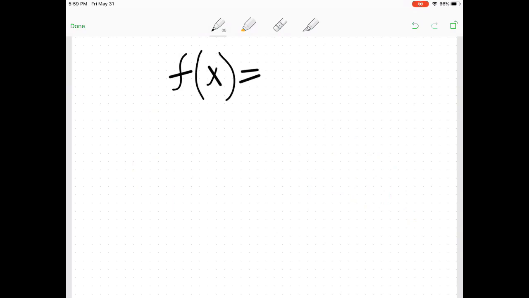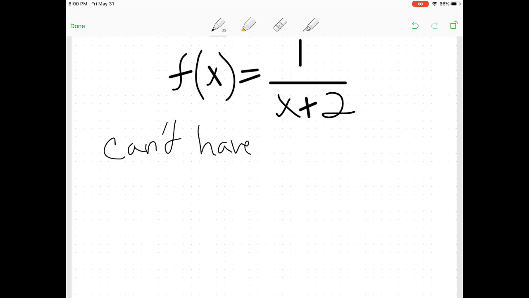Say f of x is equal to 1 over x plus 2. We'll keep it nice and simple. In this case, now we have a fraction. What are we not allowed to divide by? You're not allowed to divide by the number 0. You can never have 0 in the denominator. I'm just going to call it the denom, which stands for denominator. So you're not allowed to have 0 in the denominator.